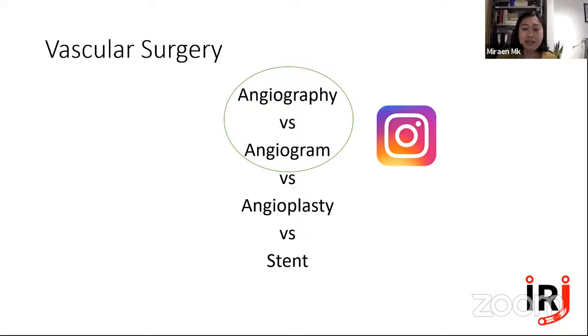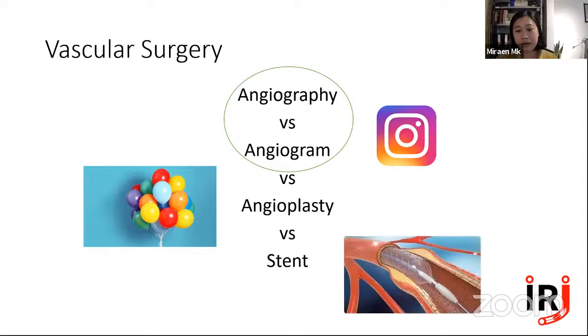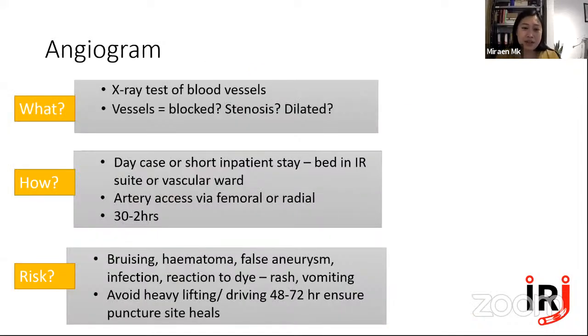Now, angioplasty, the way I remember it is plasty like party, and we have balloons. So it's involving balloons in the technique. And stents would be, I guess, a traditional stent that you would think about. But I'll cover all of this in a little bit more detail. So let's go to angiograms.